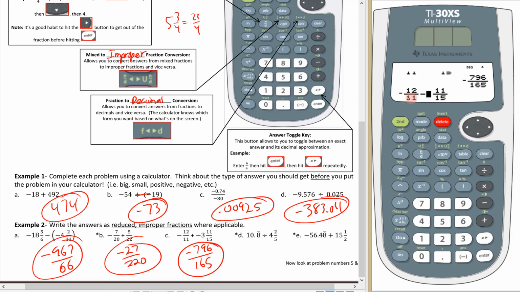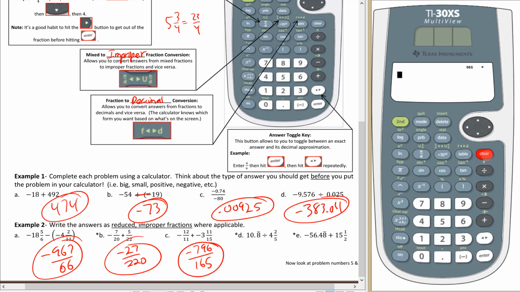And now instead of negative 12 elevenths plus negative 3 and 11 fifteenths, I've just got negative 12 elevenths minus 3 and 11 fifteenths. And watch what happens. We already know what the answer is, and we get exactly the same thing. So if you want to shorten something up like that, that's totally okay. We're going to talk about the insert key in just a second, so don't forget, the delete button is right here, the insert is right above it.